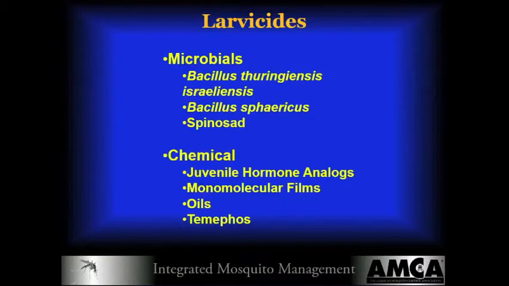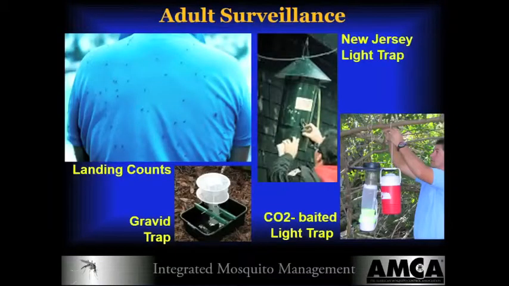So let's get to adults. There are many ways of surveying for adults. The old method is to just have someone stand out and let mosquitoes land upon them. Of course, this is unsatisfactory when you've got an imminent disease transmission scenario. But you can determine that mosquitoes are an issue if you've got a situation something like this. But it's generally not used very much anymore.